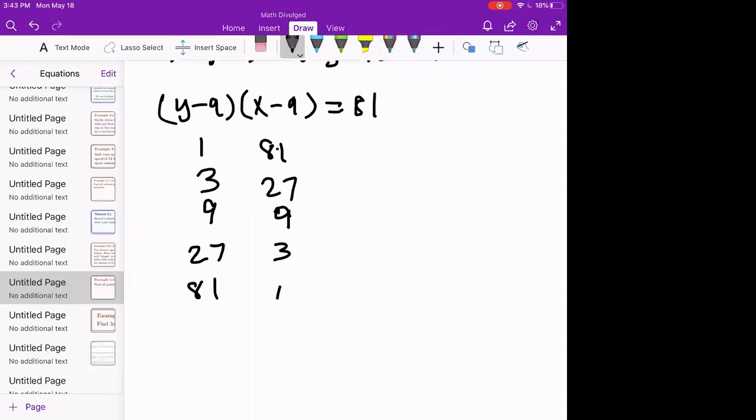So solving each of these is pretty straightforward, since we have y minus 9 is equal to 1, so y is just 10. And x minus 9 is 81, well, that just means x is equal to 90.